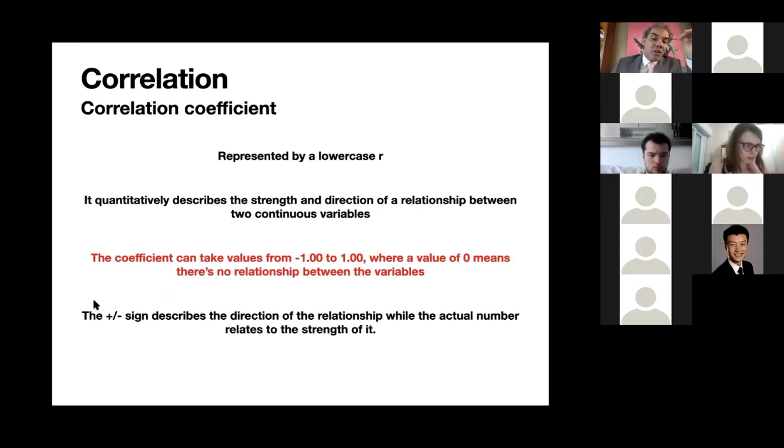So, I told you the correlation coefficient describes the strength and direction. The sign of the coefficient describes the direction. A positive sign is a positive correlation. A negative sign is a negative correlation. While the actual number relates to the strength of the correlation. A correlation close to 1 is a strong positive correlation. A correlation close to -1 is a strong negative correlation.